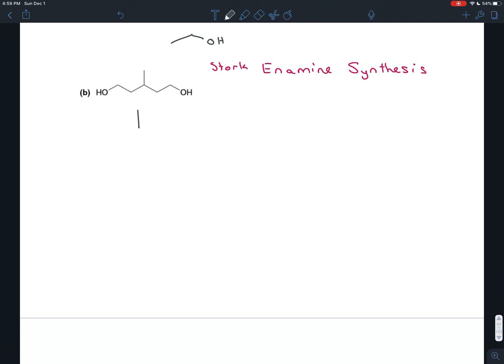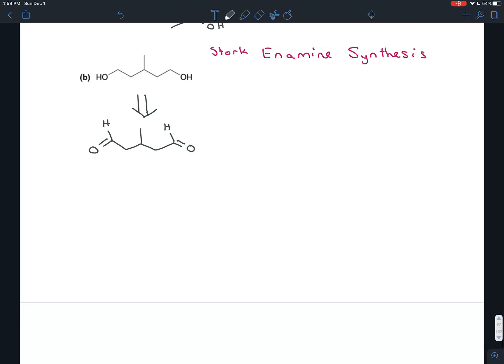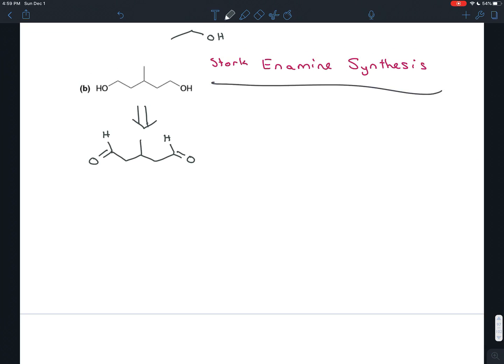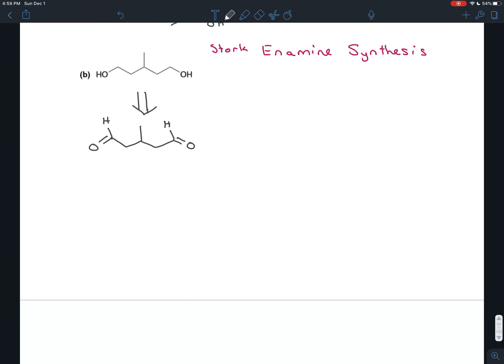So let's redraw this molecule as our first retrosynthetic step. So we could make this molecule from a version of itself that has carbonyls instead of OHs. So that's that same molecule, just with the carbonyls instead of the alcohols. Okay. Well, now that we have the carbonyls, it'll be a little easier to visualize the Stork enamine synthesis. When you do the Stork enamine synthesis, you need sort of two pieces.